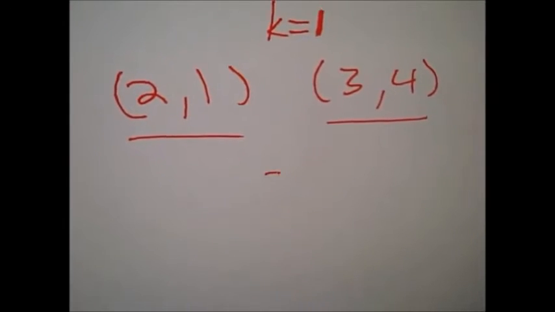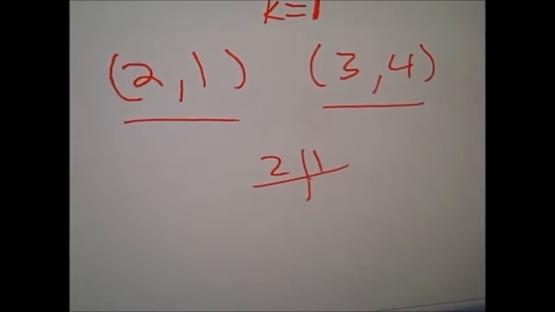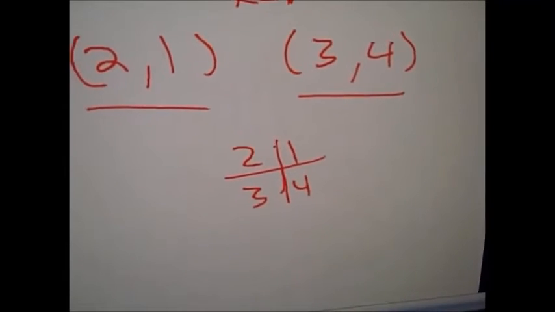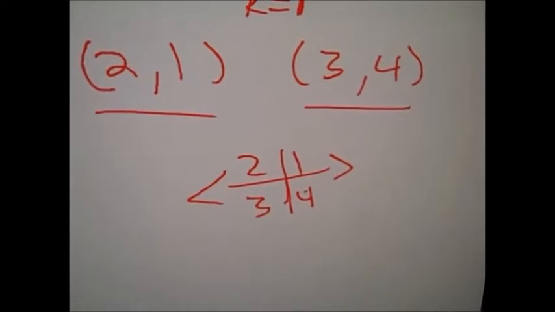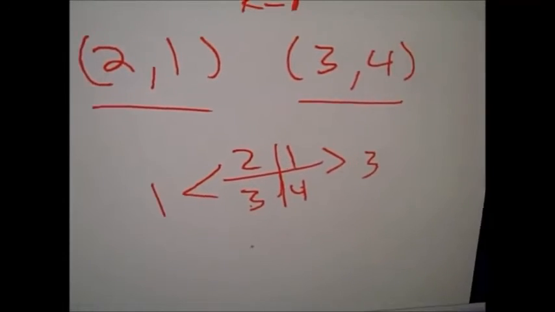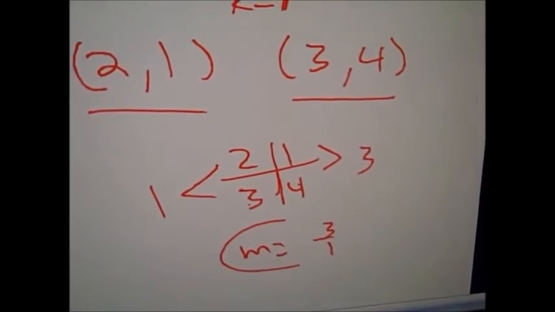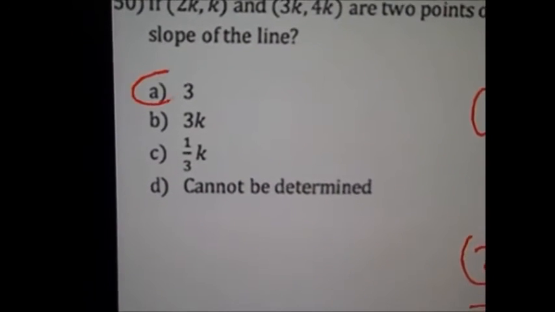Just use the slope formula, y2 minus y1 over x2 minus x1. Or you can draw a table right here, a mini table, and then find the difference. 4 minus 1 is 3, and the difference over here, 3 minus 2 is 1. The slope will be 3 over 1. In other words, the slope is 3, and that will be answer choice A.